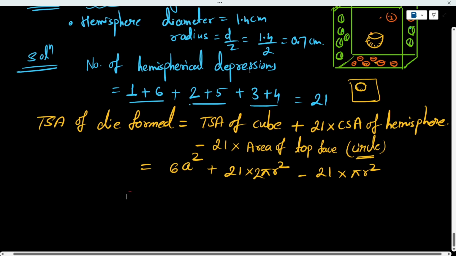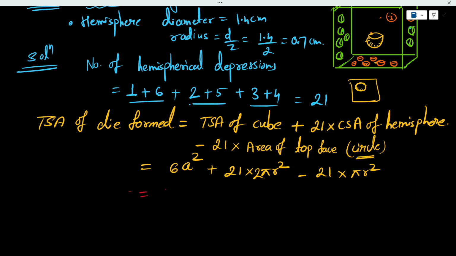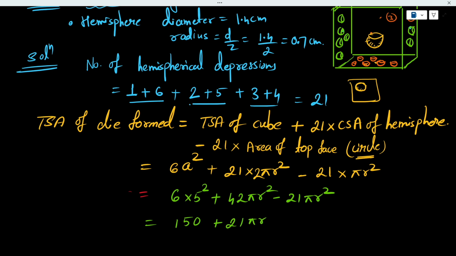So let us see here after that. Do some simplification, because the radius is the same. What can I do here? 6 into 5 square plus 42 pi r square minus 21 pi r square. 42, because the radius is the same, so you can do it here. This is 5 fives are 25. 25 into 6 is going to be 150. I can write down here 150 plus 42 minus 21, which is 21 pi r square, right?